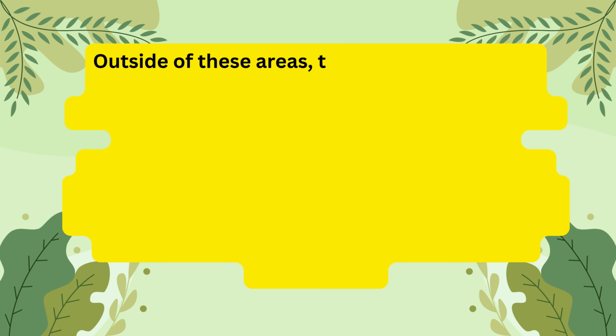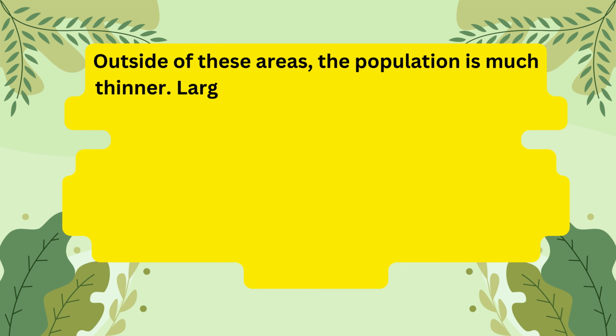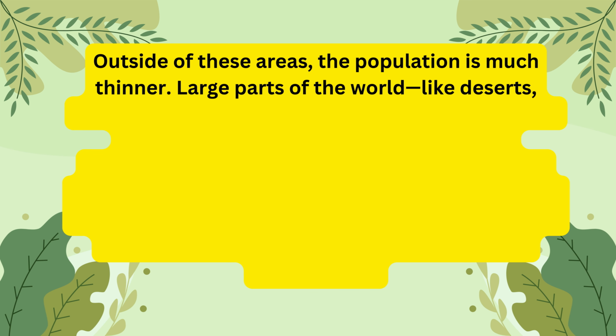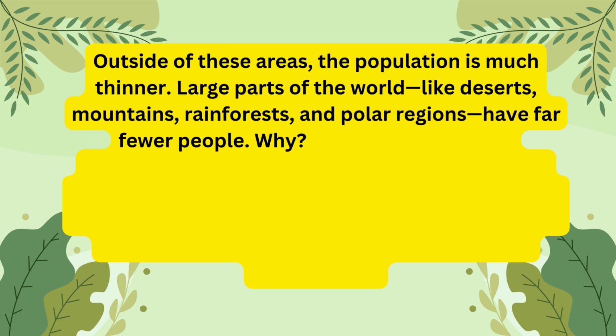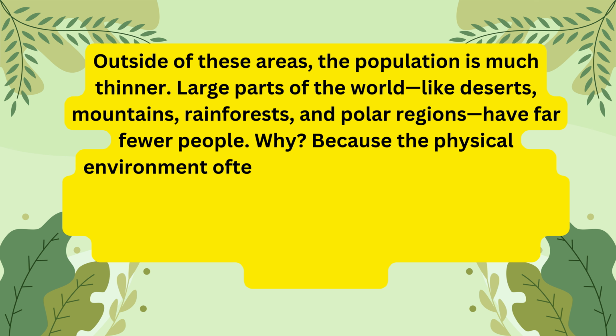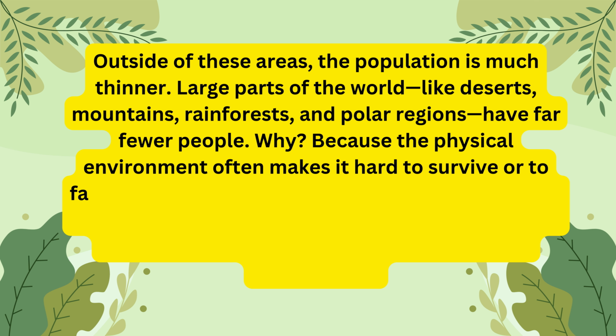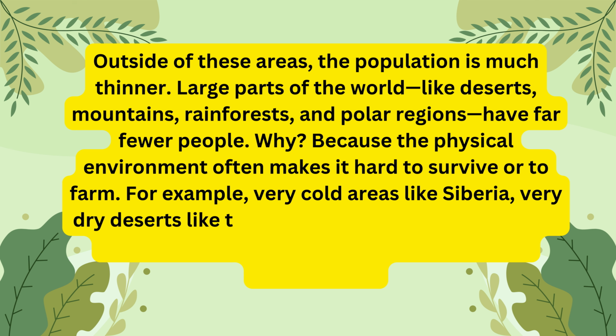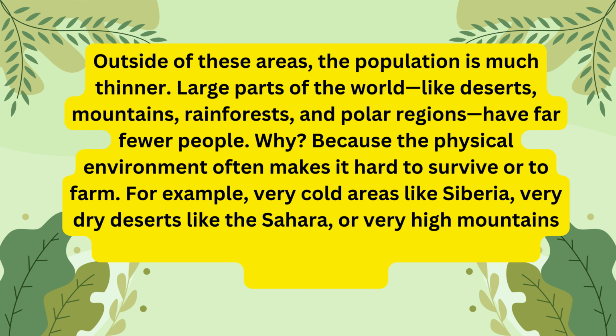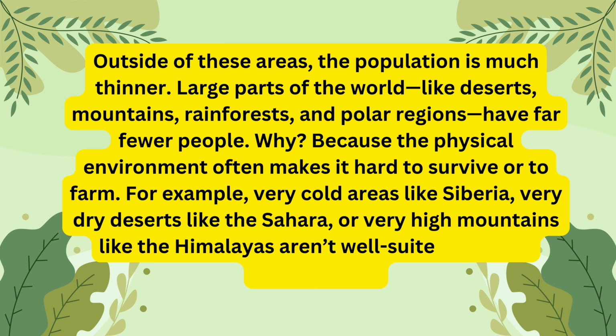Outside of these areas, the population is much thinner. Large parts of the world, like deserts, mountains, rainforests, and polar regions, have far fewer people. Why? Because the physical environment often makes it hard to survive or to farm. For example, very cold areas like Siberia, very dry deserts like the Sahara, or very high mountains like the Himalayas aren't well suited for large populations.